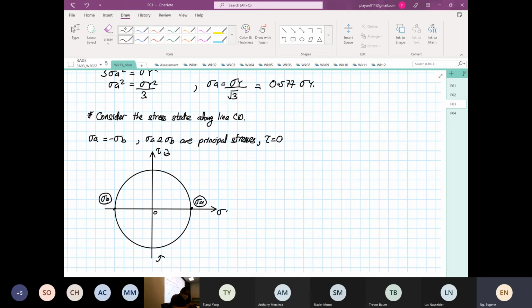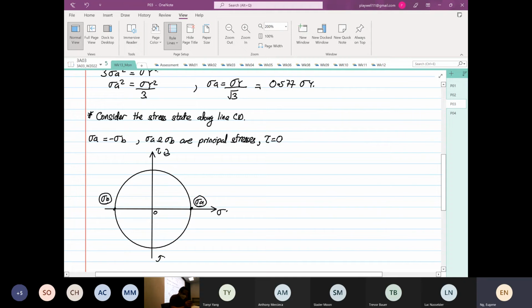So I think I did ask this in the quiz before, and a lot of you got it right. So in what stress state is the average stress equal to 0, and sigma A must be equal to minus sigma B? So we have condition number 1.